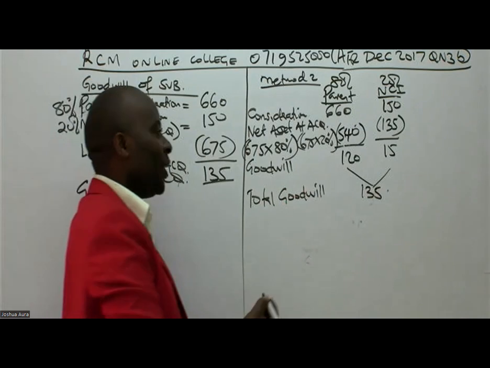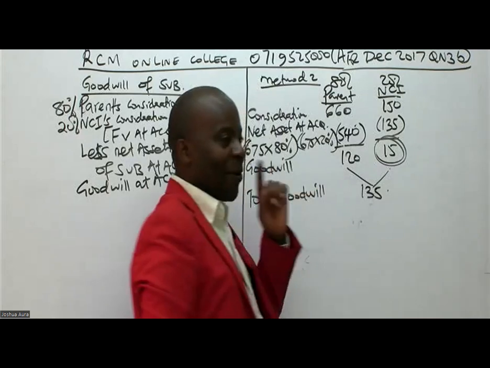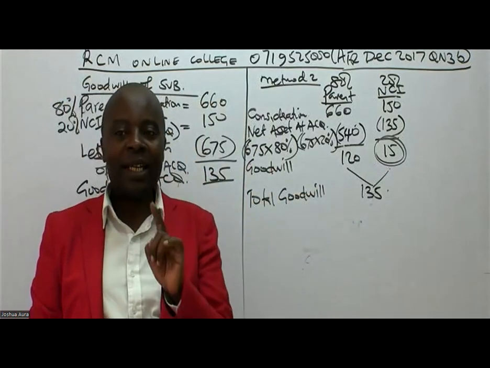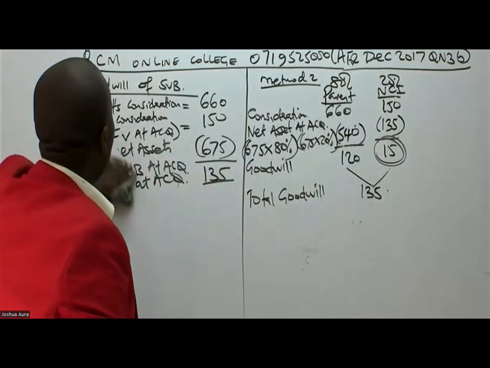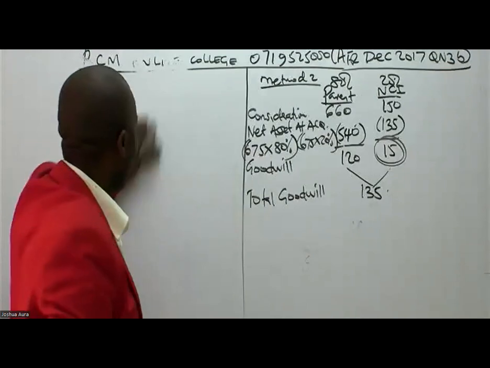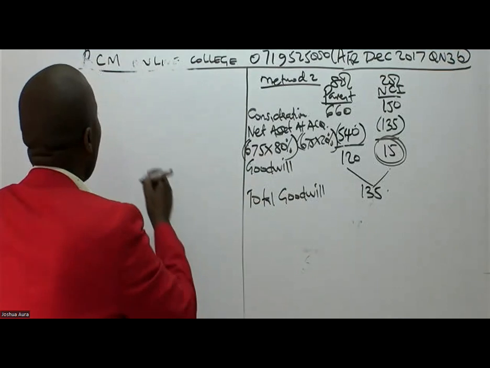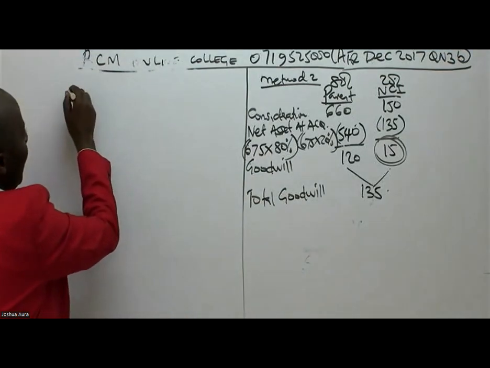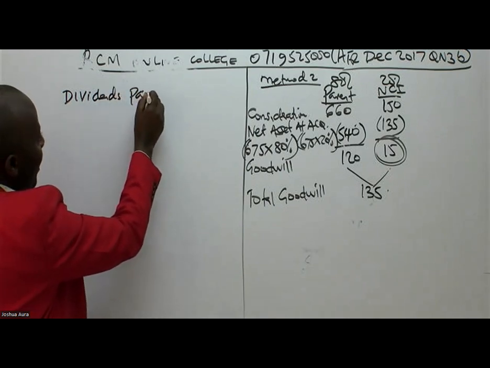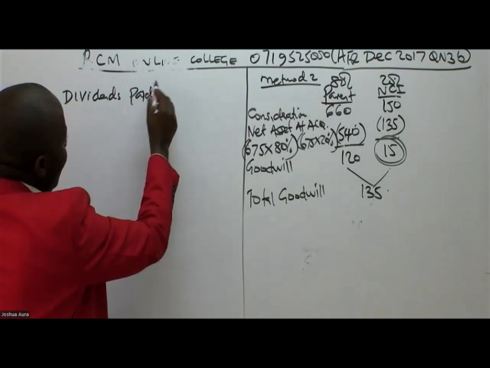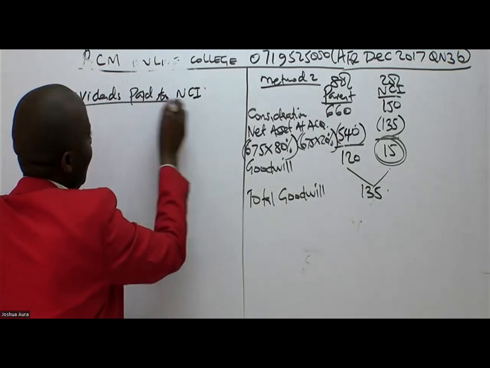Now, why did I compute this? Just to complete this, I computed this goodwill of NCI because of one great area that we shall be handling later on. We can actually handle it right now. I calculated this goodwill of NCI separately because I would want us to handle this concept of dividends paid to NCI.